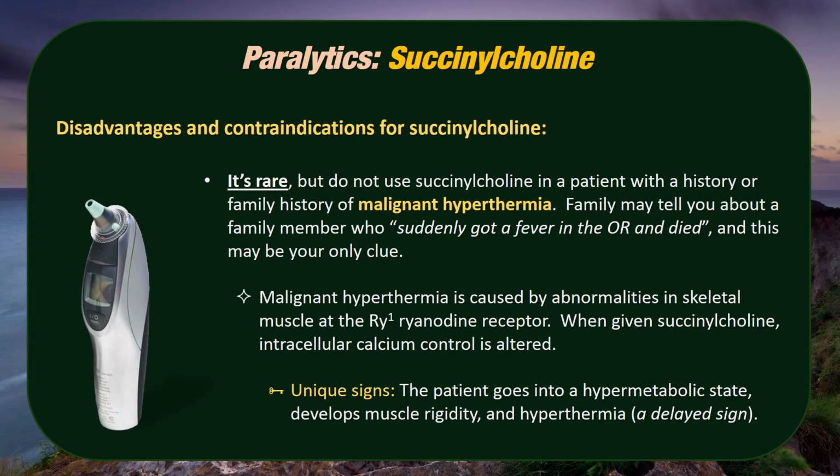Just like any other drug, succinylcholine does have its disadvantages and contraindications. One of the rare ones is malignant hyperthermia. About the only way to diagnose this is for a family member to tell you that a family member of theirs had fever in the OR and died, and that's kind of one of those big clues that may be malignant hyperthermia. It's a very unique sign at that point, but it's something that we may have to consider. The patient does go into a hypermetabolic state, develops muscle rigidity and hyperthermia at that point, and the hyperthermia side is a very delayed sign of that.